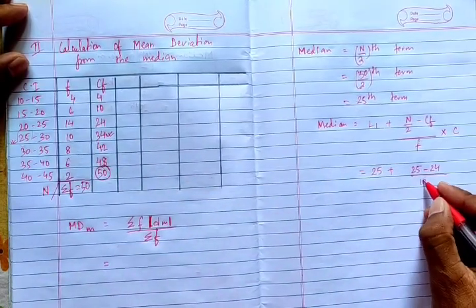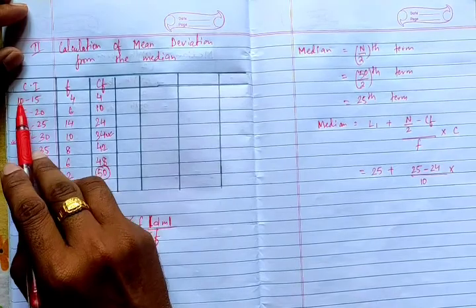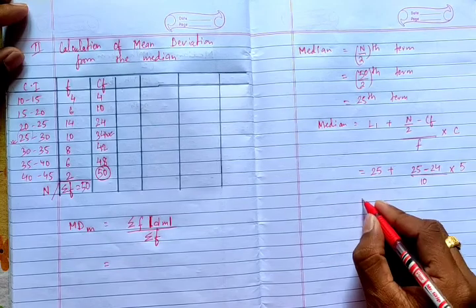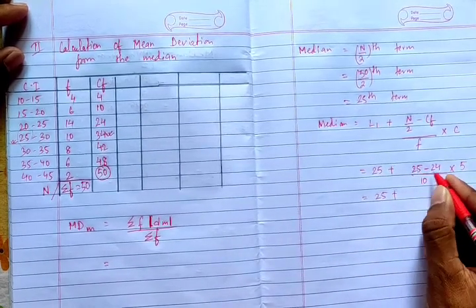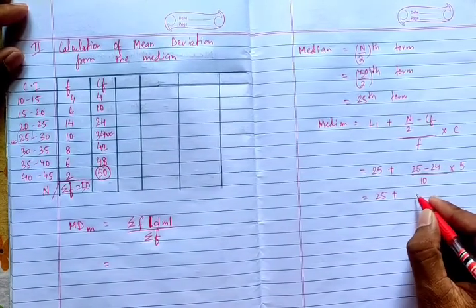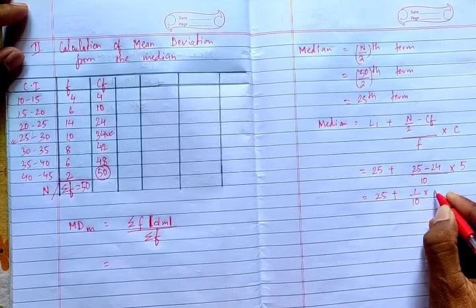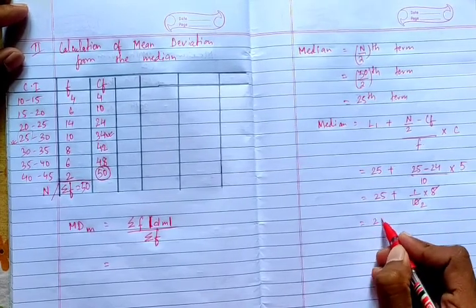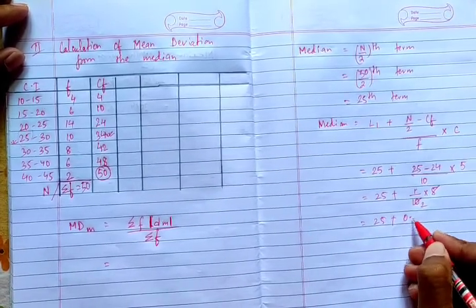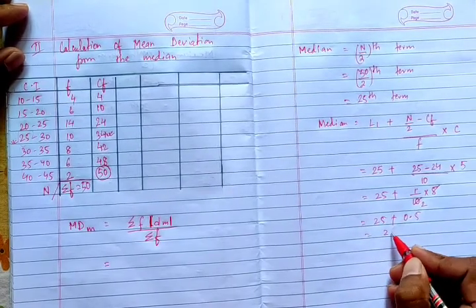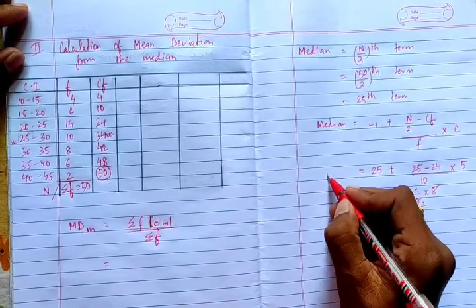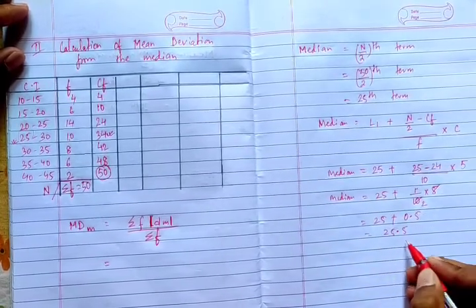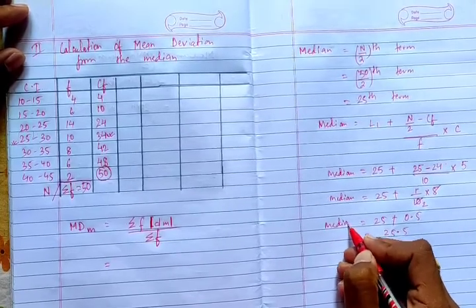10. 10 into C. C is the length of the class. So what is the difference here? 10 to 15, 15 to 20. 5 is the difference. So C is 5. Now 25 minus 24, how much? 1. So 1 by 10 into 5. Clear? So 5 2s are 10. So 25 plus 1 by 2, which means 0.5. So we'll get 25.5. So median equals 25.5. So now we got median.